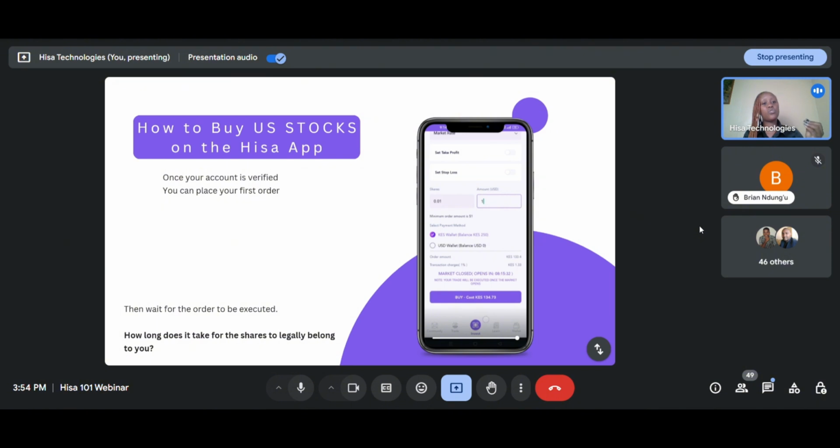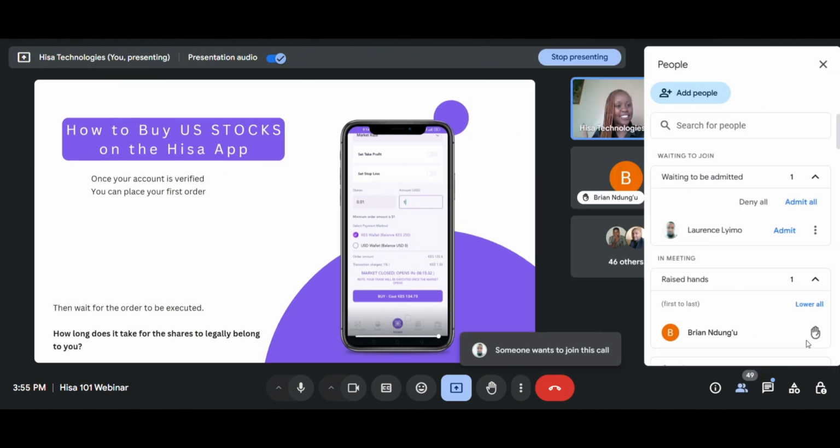Now there's a question that I find most often with new investors, and the question is, how long does it take for the shares to legally belong to you? How long does it take for me to start selling again? How long should I wait? Well, we are about to find out.